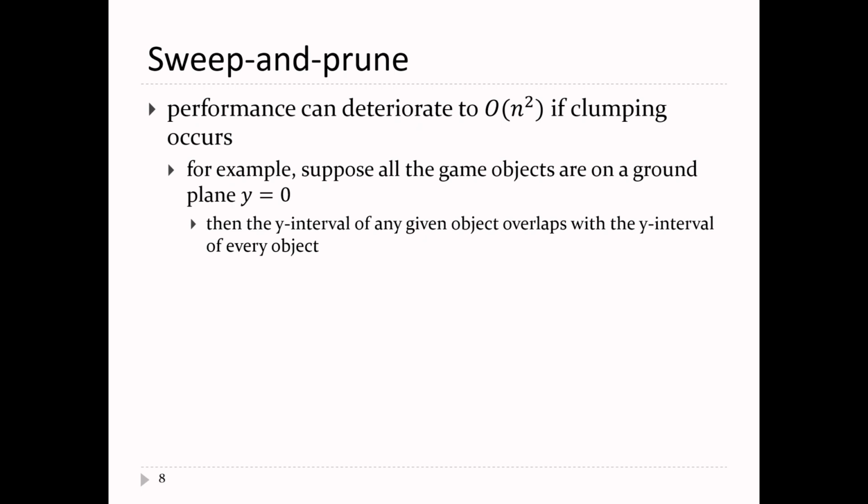For example, you have a game where everything's happening on a plane, and all your game objects are resting on the ground at y equals 0. Their heights might be different, but they're all resting on the ground. What does that mean? It means their start points are all the same. And so to resolve any collisions, every time you look at an object, you have to look at the other n minus 1 objects. So now you're back in n squared complexity. If your game is planar, you probably don't want to do sweep and prune. It's not going to help you at all.